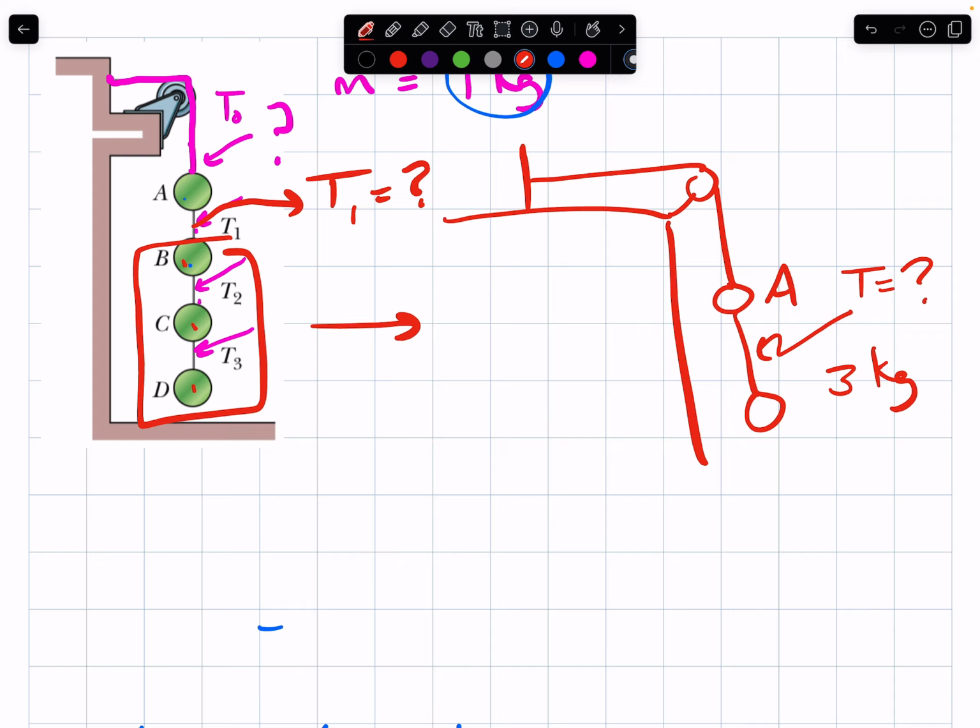So let's make a free body diagram of this one right here. If it's 3 kilograms, then the weight of this is mg, so that's 30 newtons. And then we're looking for this upward force here. Once again, if the net force on the system is 0, then the total upward force has to equal the total downward force. So T has got to be equal to 30 newtons. T1 is 30 newtons.